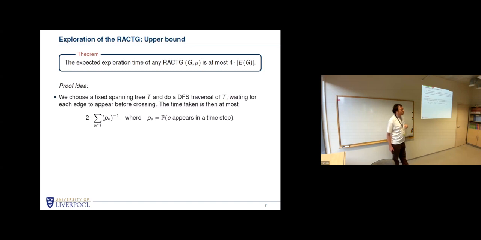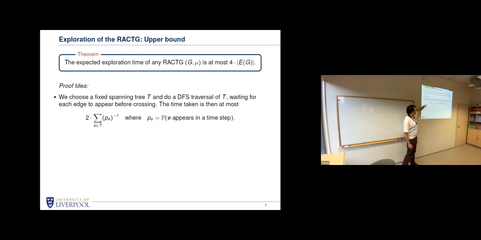Well, the strategy is actually quite simple. You just take a fixed spanning tree. So this holds for any fixed spanning tree. You just pick one, and do DFS traversal of T, waiting for each edge to appear before crossing. So you just say, okay, I've got my favorite spanning tree, and I'm now at vertex X. The next vertex I want to cross to is Y, and now I just wait until this edge actually pops up and I cross it.